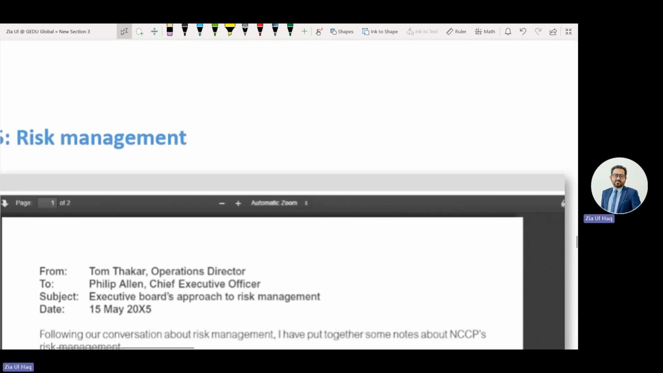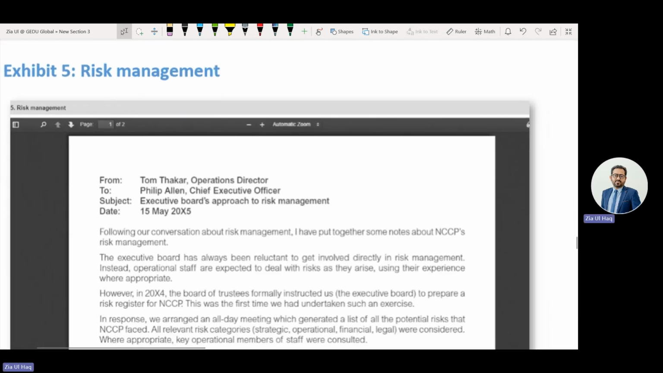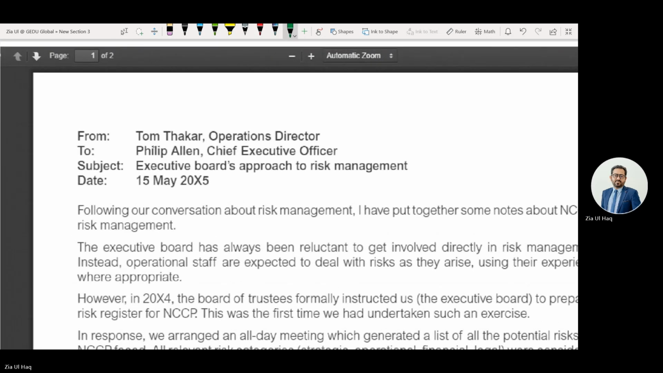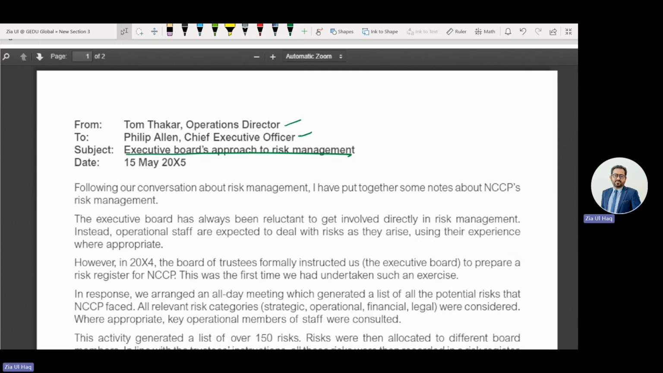Exhibit 5, that is about risk management. From Tom Tucker, Operation Director, to Philip Allen, CEO, subject: executive board's approach to risk management. This exhibit is about business risk. Following our conversation about risk management, I have put together some notes about NCCP's risk management. Who is saying this? Operation Director to CEO.